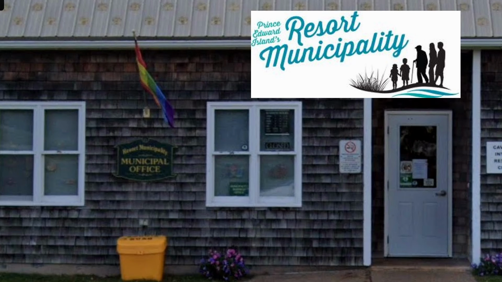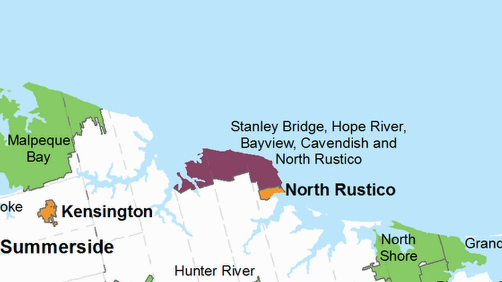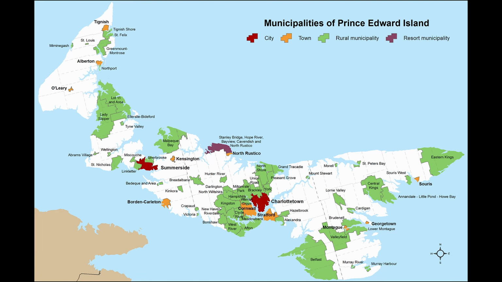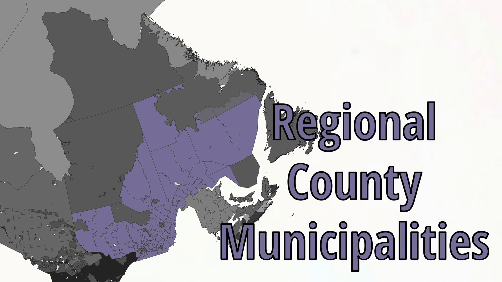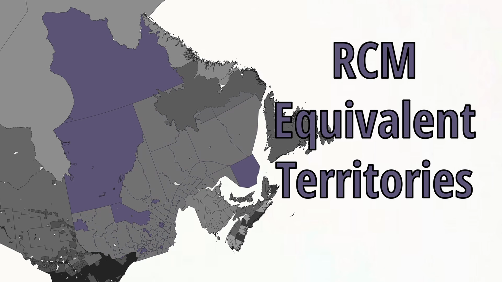Finally, a resort municipality is a unique type which gives voting rights to citizens who are only there seasonally. However, the resort municipalities can no longer form, and there's actually only one in existence today. And of course, all of these municipalities provide the typical services. Quebec is split up into regional county municipalities, or RCMs, and RCM equivalents.